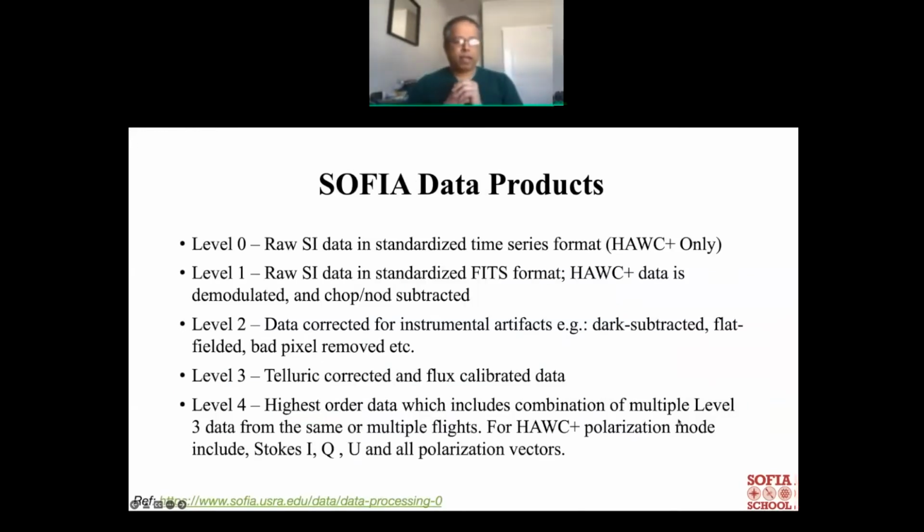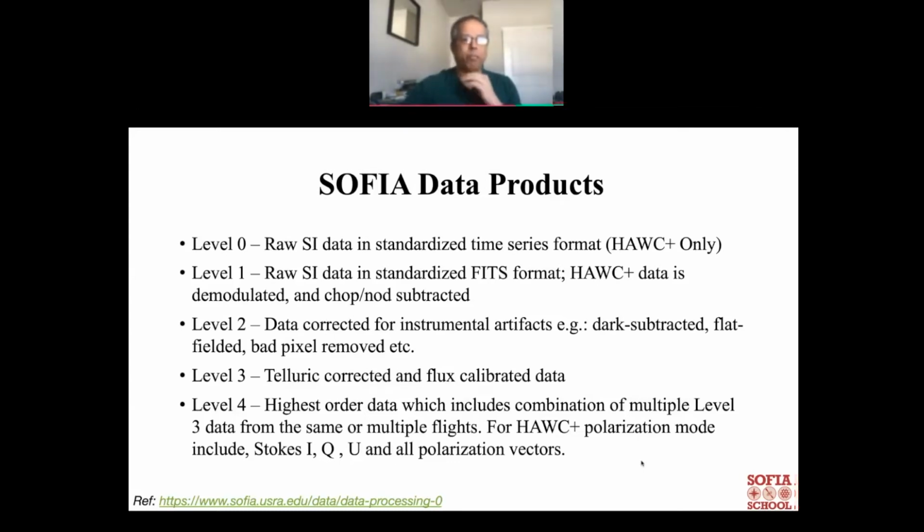With that, let's start with the SOFIA data products. This is true for any SOFIA data. So instead of listing all the pipeline steps that the SOFIA data goes through, I thought I would list more about what you get if you go to the IRSA archive and look for SOFIA data. What do you get and what do they mean? SOFIA data is divided into different processing steps, and here I have listed five of them.